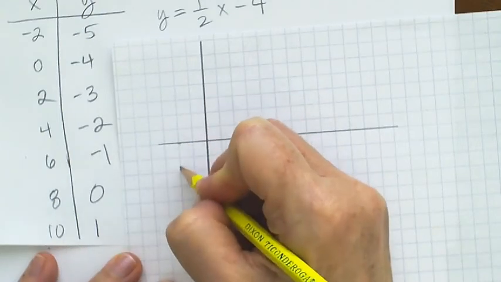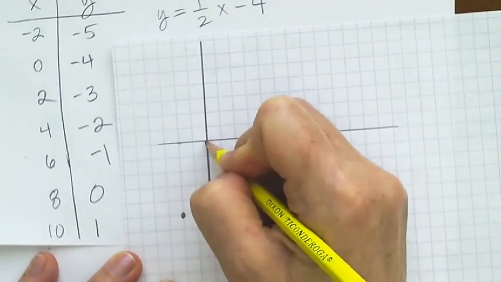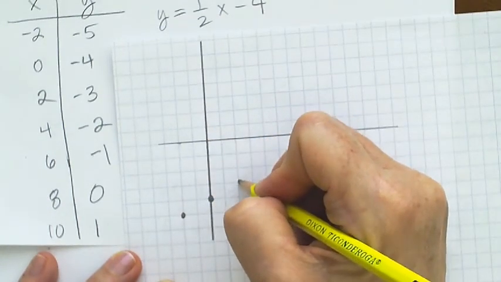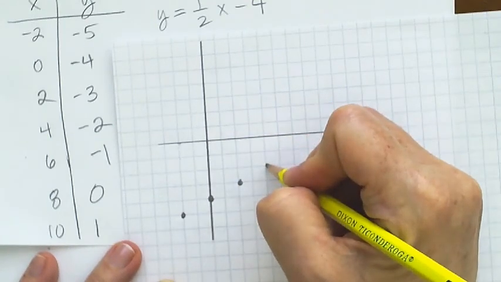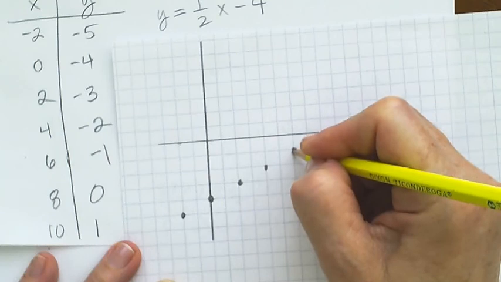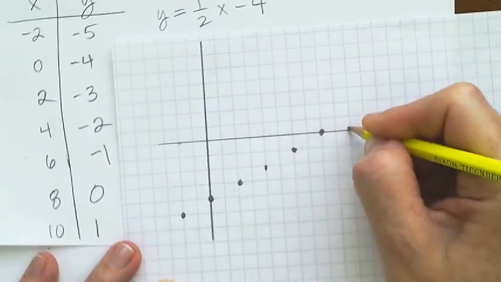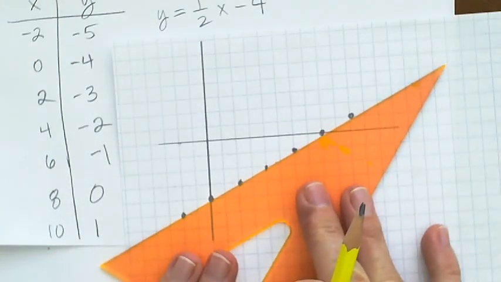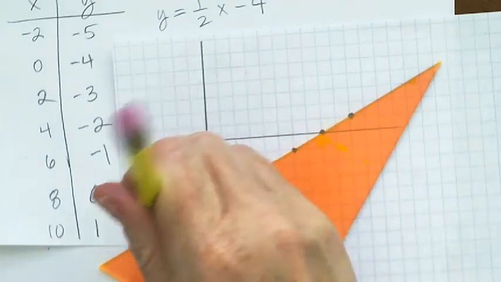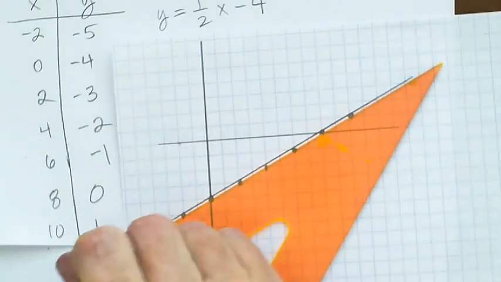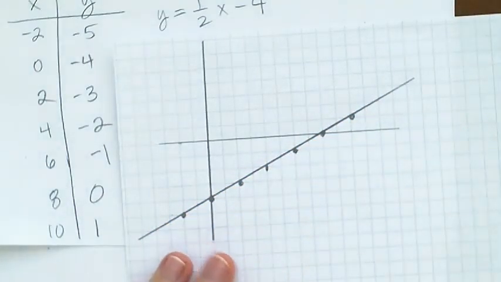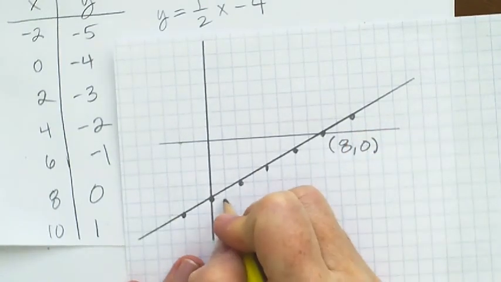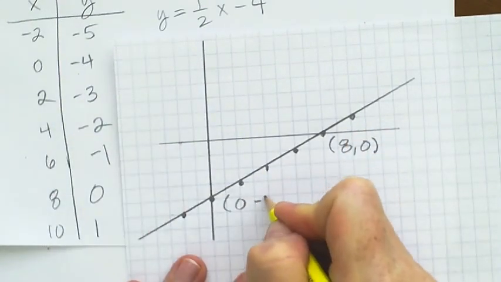So (-2, -5), (0, -4), (2, -3), (4, -2), (6, -1), (8, 0), (10, 1). There's our graph. And some of you are going to say, Miss, I could have done that without doing the table. That's awesome. But for the homework, gotta do the table. Okay, so here's my x-intercept, (8, 0). Here's my y-intercept, (0, -4).